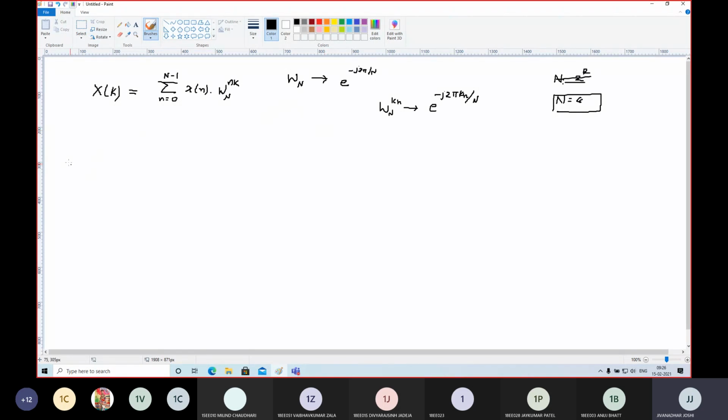So now capital X of k can be written as summation n equal to 0 to half the range. So N by 2 minus 1, x of n into W_N raised to nk plus summation. Now this is not the process of decimation. This is just a derivation for the base equation on which we are going to apply the decimation, right? So here we have not started the decimation yet.